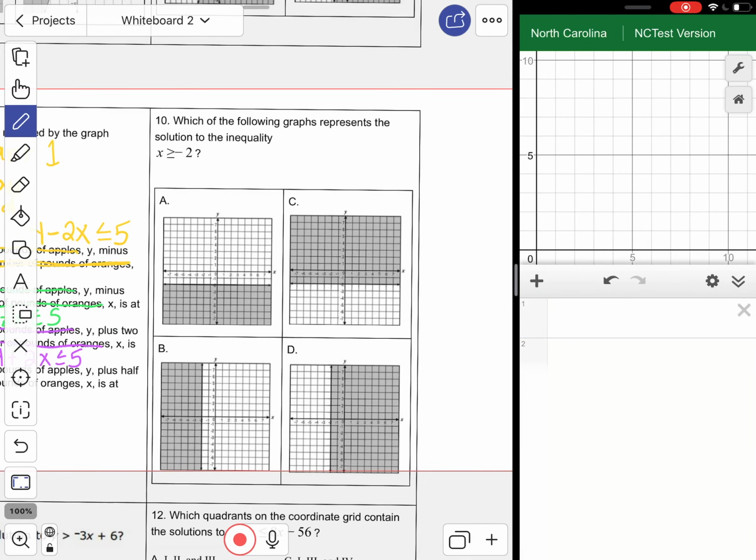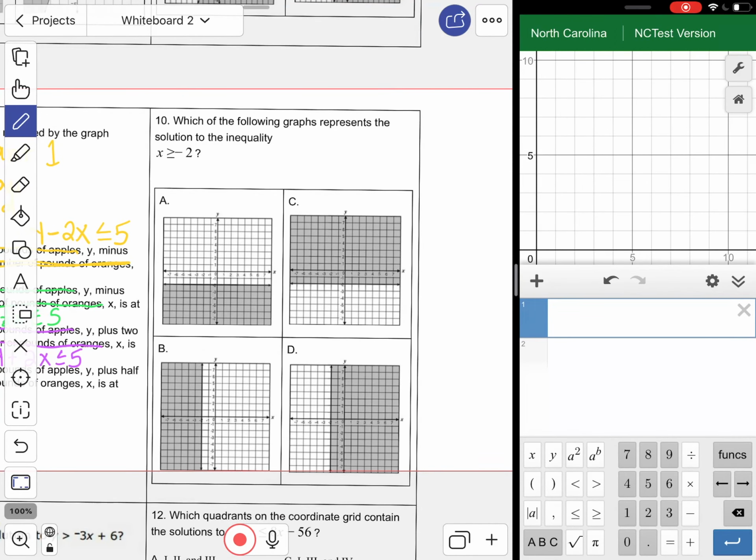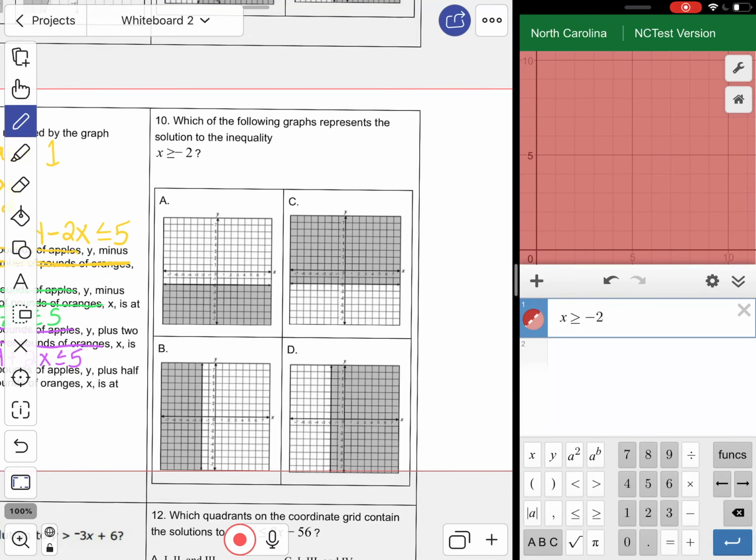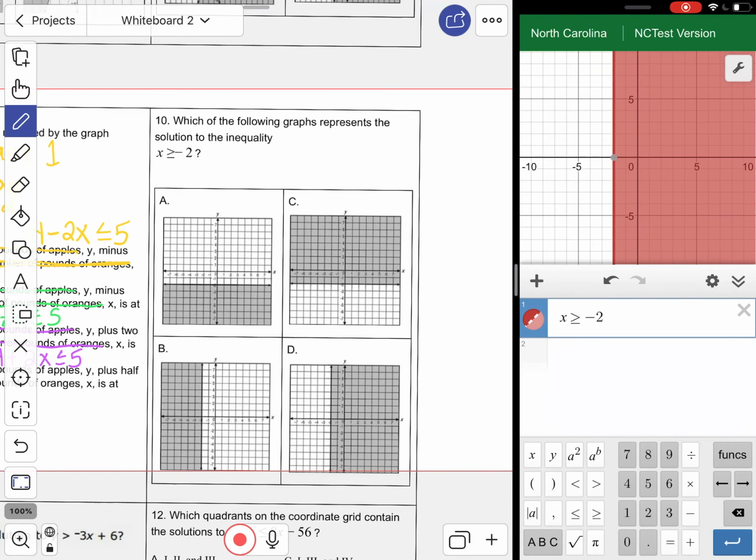All right, for B, this one's a little bit different, but regardless, Desmos can still graph it for you. So I have x is greater than or equal to -2. And if I look at that, greater than, it's going to be shaded to the right because we're talking about just the x values that are greater than -2. So it's going to be shaded to the positive direction.